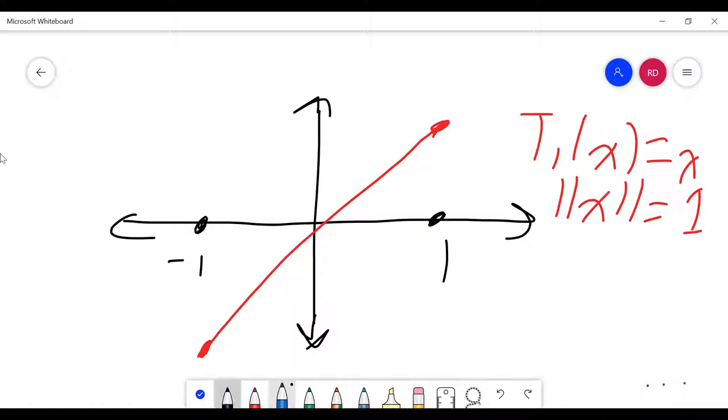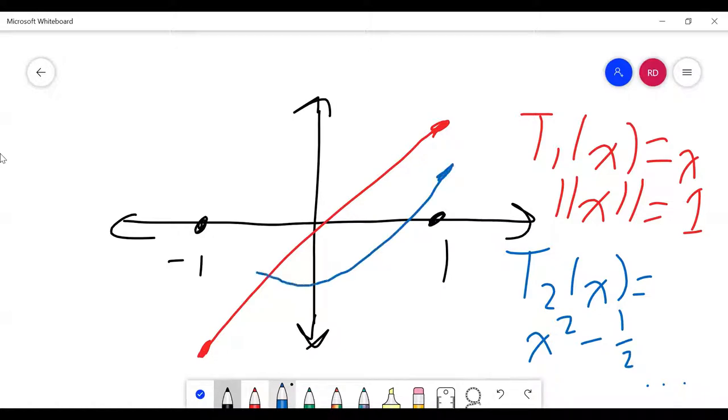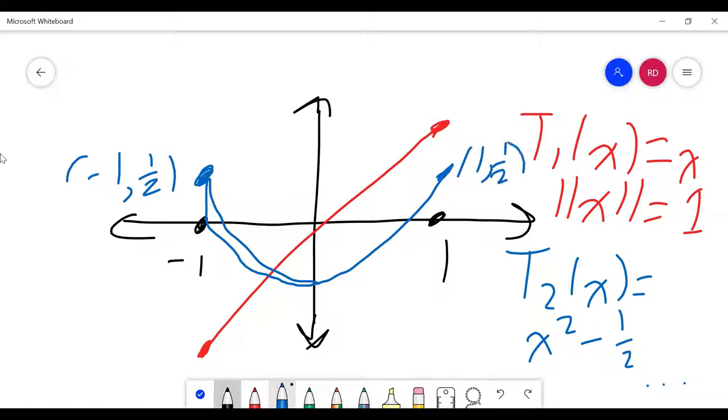T2, the second degree polynomial, would be x squared minus a half. And so it would look like this. Excuse me, sort of like that. We have a height of 1/2 at both negative 1 and positive 1. The lowest point is 0, negative 1/2. So once again, the norm here is 1/2.